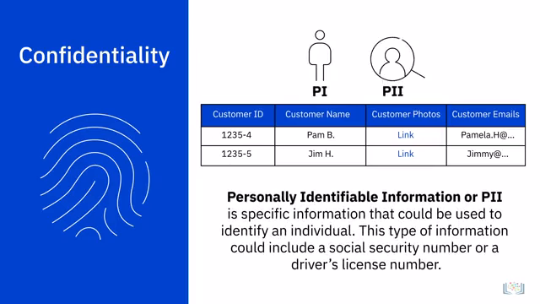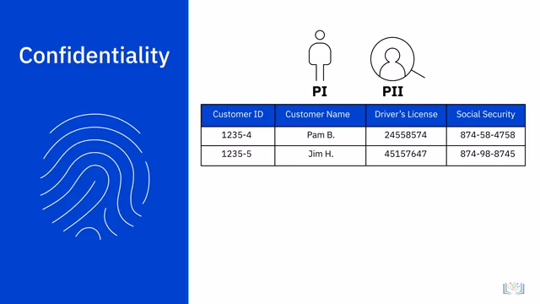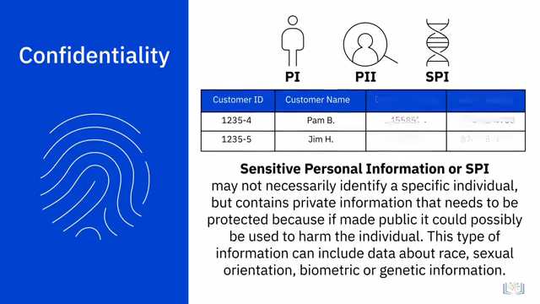Personally identifiable information, or PII, is specific information that could be used to identify an individual. This type of information could include a social security number or a driver's license number. And lastly, sensitive personal information, or SPI, may not necessarily identify a specific individual, but contains private information that needs to be protected because, if made public, it could possibly be used to harm the individual. This type of information can include data about race, sexual orientation, biometric, or genetic information.